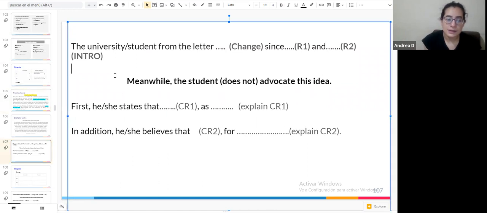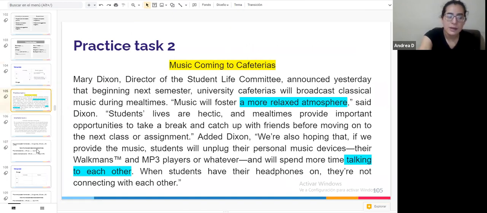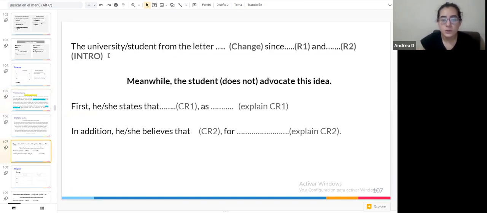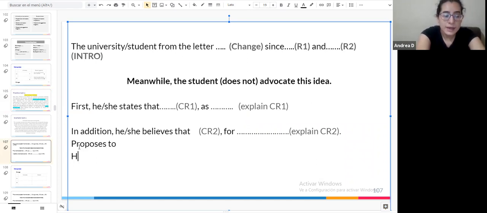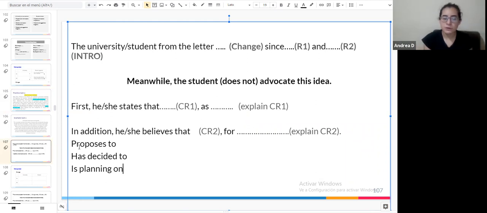So you can say something like the university, or if it's a student in a letter, we're gonna see that in a bit, but the university or the student from the letter, and you can use one of those verbs like proposes to, or has decided to, or maybe is planning on. Okay, you can use whichever you want.